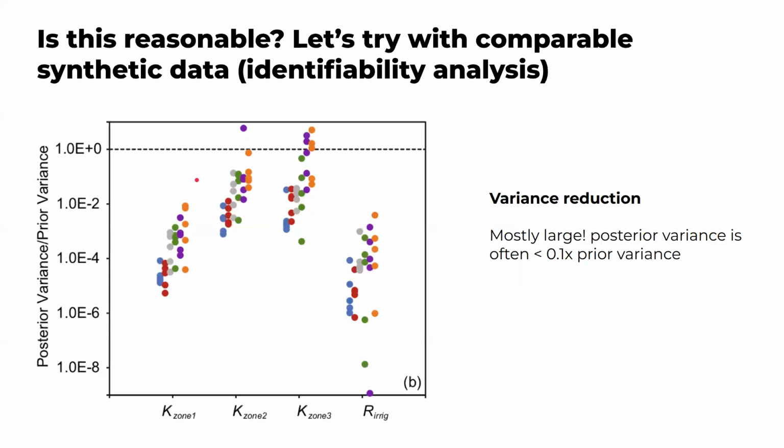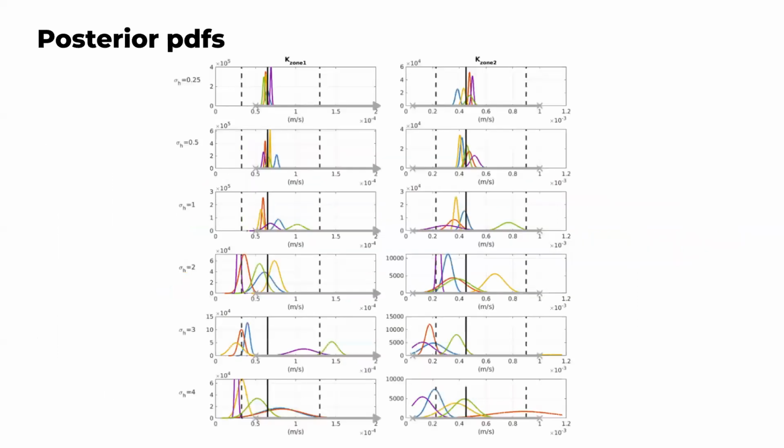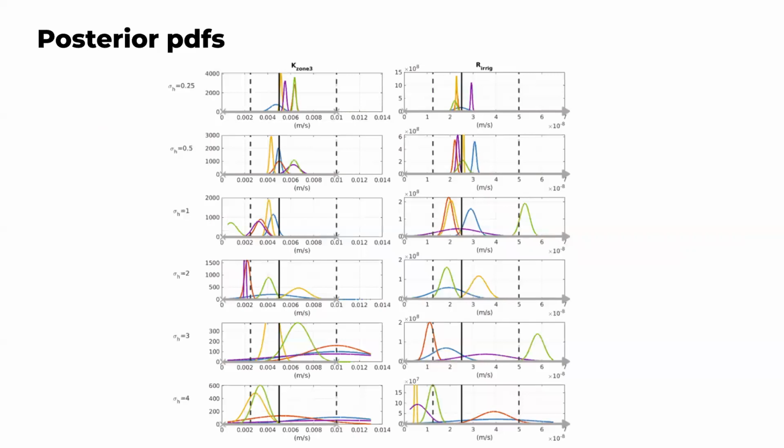Here I also plot the variance reduction, so the ratio between the posterior and the prior variance. You see that the posterior variance is almost always well below 1, this ratio. So we're actually doing mostly a good job in shrinking the variance of the parameters. I can skip these. These are the PDFs, the posterior PDFs. They are not perfect, but they're again good enough.